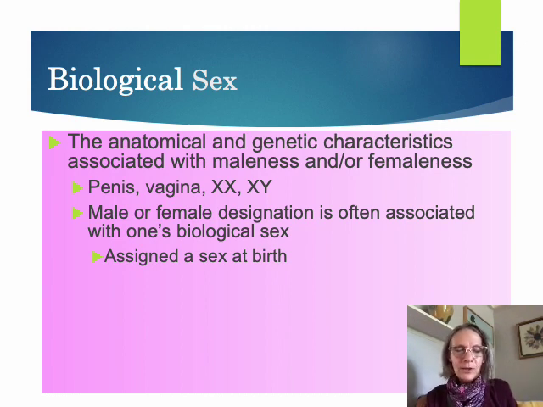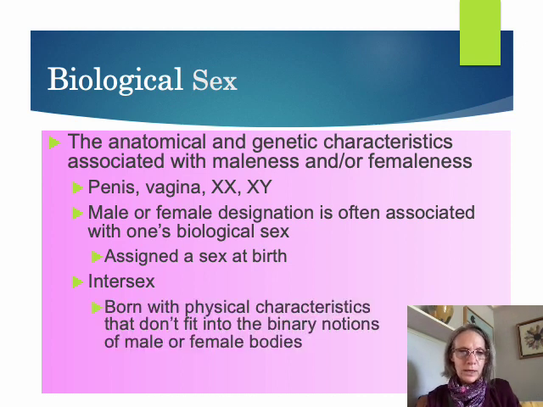I guess you could say that's a social construct. I mean, it's not a social construct that people have certain chromosomes and certain organs, but you could say it's somewhat of a social construct that you take that anatomy and place it in a category. But that's the way that at least humans in the United States do it. Intersex generally means that a person is born with physical characteristics that don't fit into the binary notion of male and female bodies.